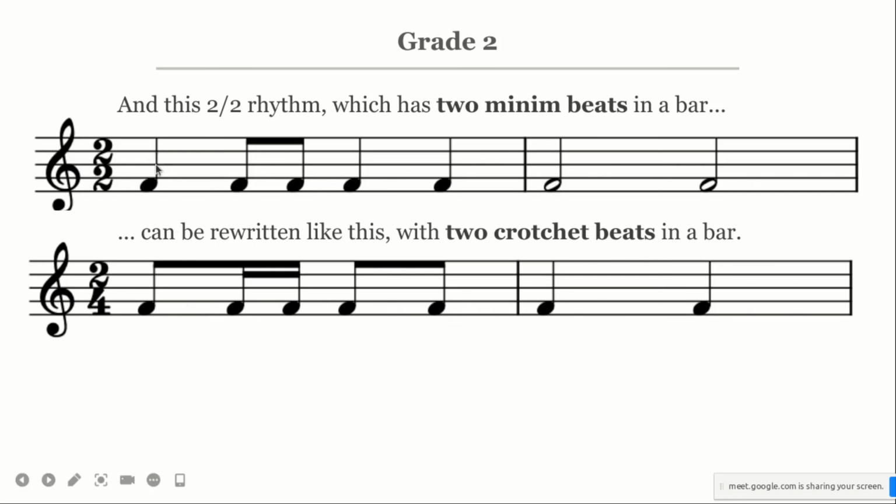So the crotchet, we change it to a quaver. The quaver, we change to a semiquaver. Crotchet to quaver, crotchet to quaver, minim to crotchet, minim to crotchet. The reason is the type of our beat has now halved. So it is half of the ones that we had above. In the one above, the beat was a minim, but in the one below, the beat is a crotchet.